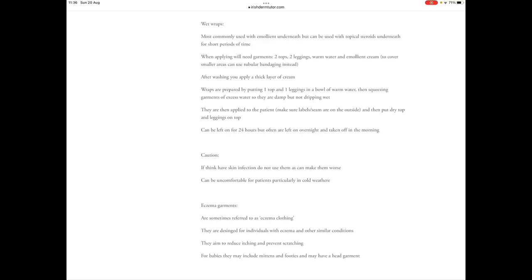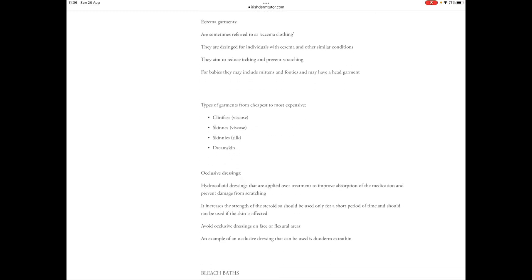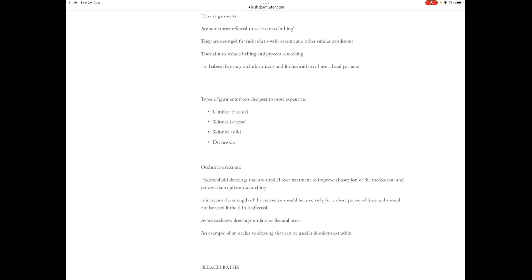And also, particularly if you're in the UK and Ireland, if you're putting it on in cold weather, it can be very uncomfortable. So you just need to be practical about whether you're going to use it or not. Now there are various ranges of eczema garments.